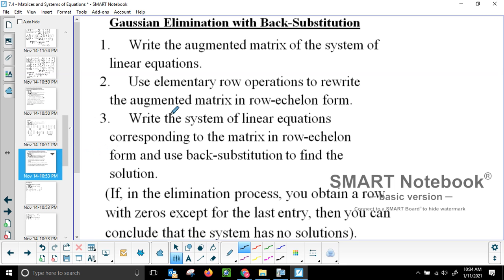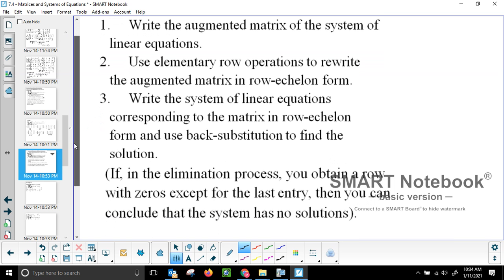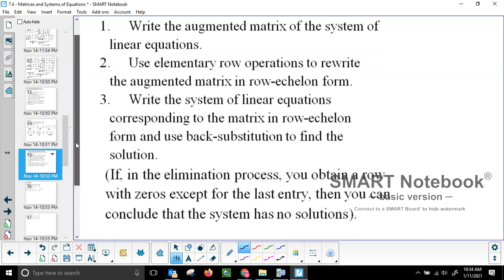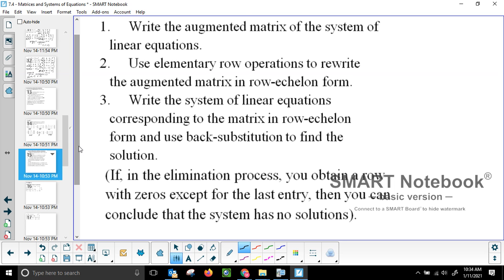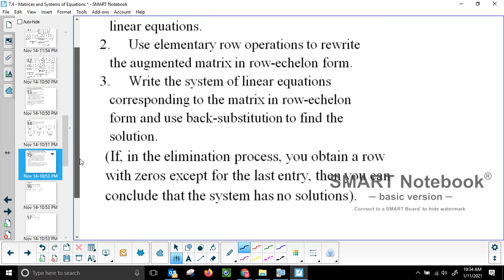Okay, so we've already talked about Gaussian elimination with back substitution. I'm not really going to take the time to read over this again, but you've definitely seen it multiple times. This is how I've solved every one so far. So we just get it in row echelon form and we're good.